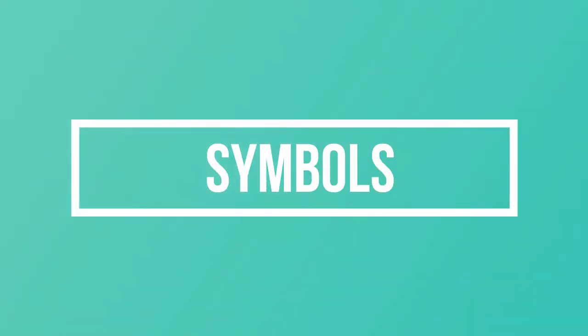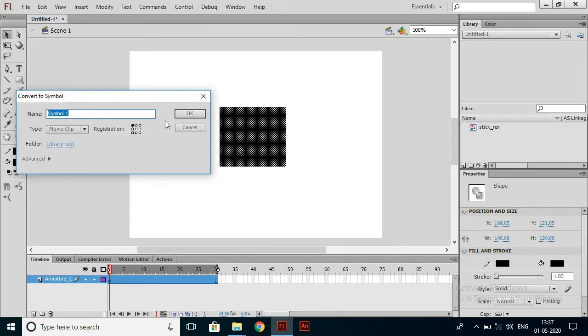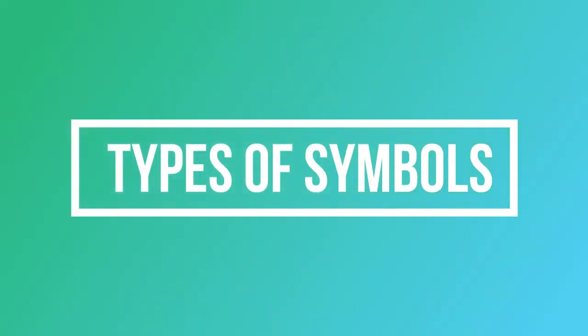Then let's talk about symbols. To convert to a symbol, right click on the object, then select Convert to Symbol. You can see three options: movie clip, graphic and button. So hit OK.